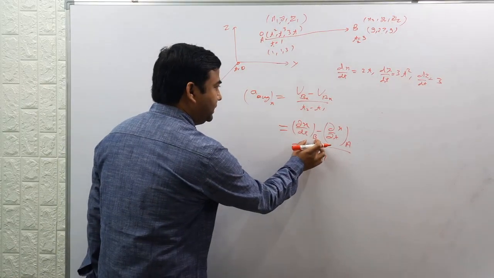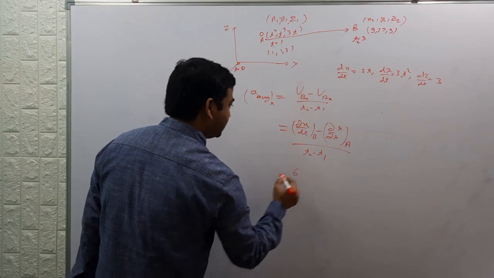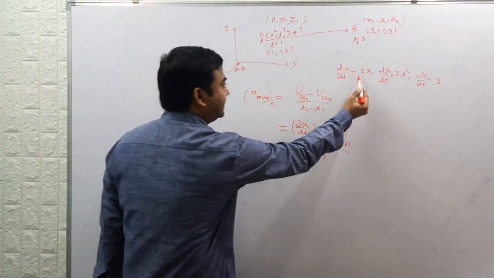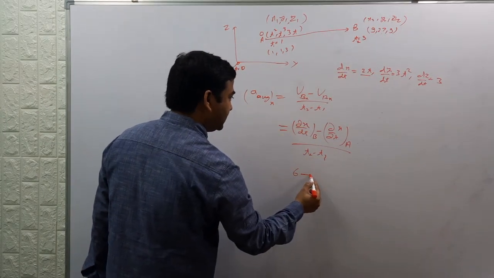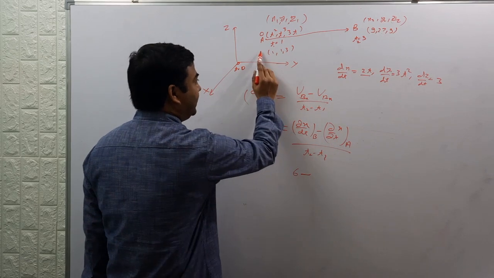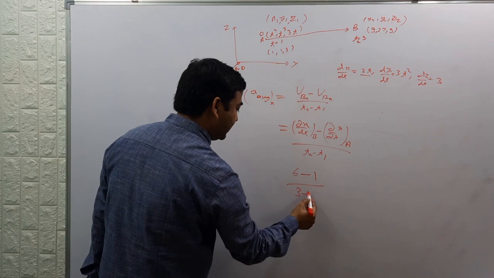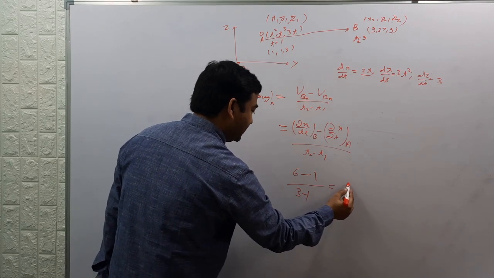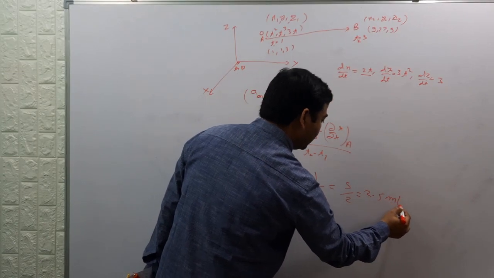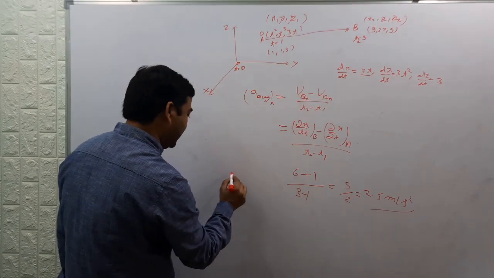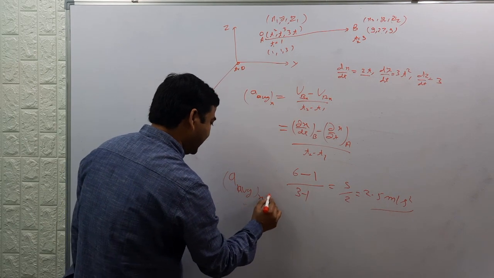So at point B, dx over dt, put t is equal to 3, this is 6, minus dx over dt at A. In this, put t is equal to 1, divided by 3 minus 1, t2 minus t1. And this is 5 by 2, 2.5 meter per second square. That is the average acceleration in x direction.